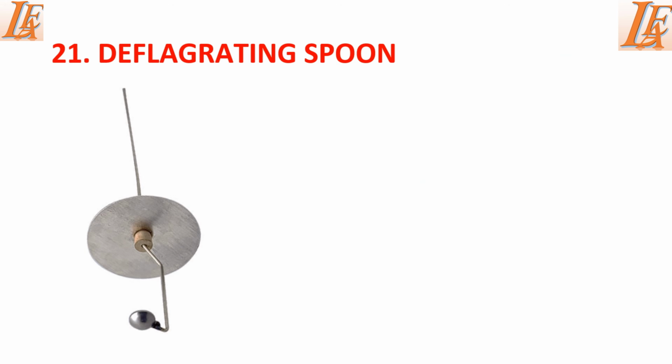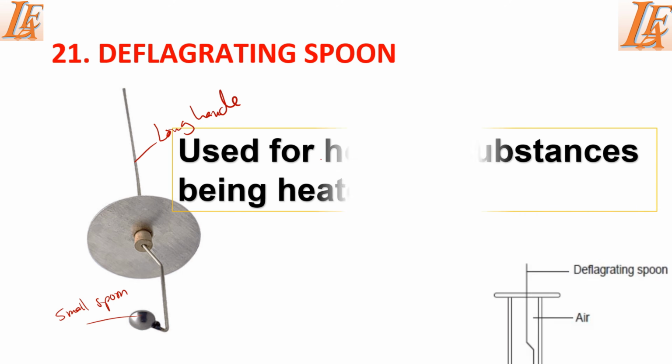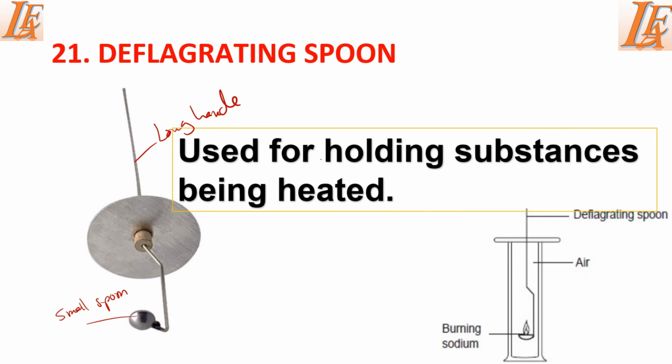Another apparatus that we have here is a deflagrating spoon. And a deflagrating spoon is a small metal spoon with a very long handle. So if you need to identify a deflagrating spoon, it looks exactly like what we have here on the screen. This is a small spoon which is metallic, and of course it has a very long handle. Now the function or the use of this deflagrating spoon is that it's used to hold solid substances while you are heating them in a flame, or when you are introducing them into a gas jar for combustion experiments.